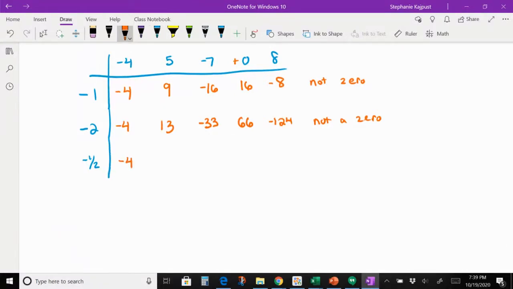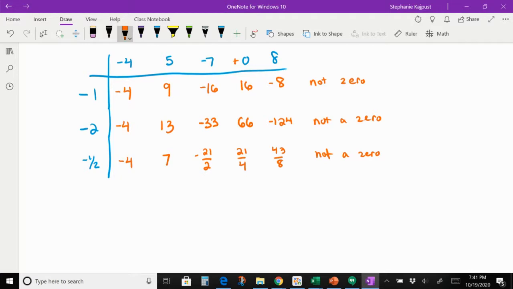And this is where having a calculator that does fractions is very handy, or you could just use the decimal version. That's fine, but we do like to keep it as fractions. So I'm going to pull out my calculator that does fractions nicely. So you have -1/2 times -4, and so that's +2. Then I add 5, and that gives me 7. Then I multiply 7 by -1/2 plus -7. I get -21/2. Multiply it by -1/2 plus 0. That gave me 21 over 4. Multiply that by negative 1/2 plus 8. Okay, that gave me 43 over 8, which, as a decimal, is approximately positive 13. So this is also not a 0.